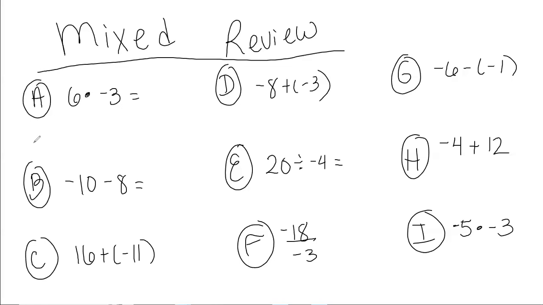Okay, so I'm going to start at A. Positive times negative, they're opposites, so the answer is negative. 6 times 3 is 18, so that'd be negative 18.